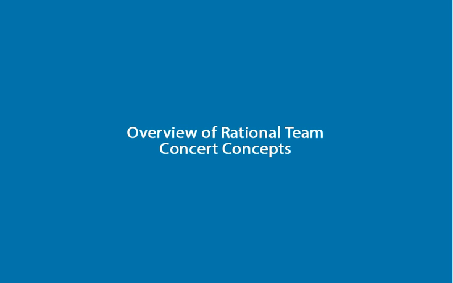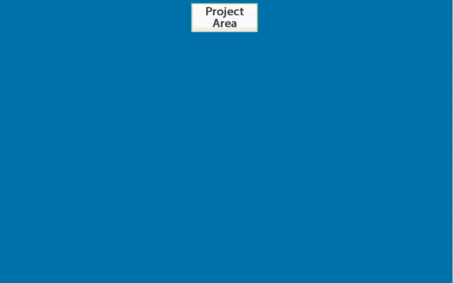The highest level of organization in RTC is the project area. There are multiple RTC project areas on the Jazz Team server. Users will not be able to create project areas. Those will be created by the ALM team. But once created, team members can act as project administrators, and they can give access to the project area to other members on their team.